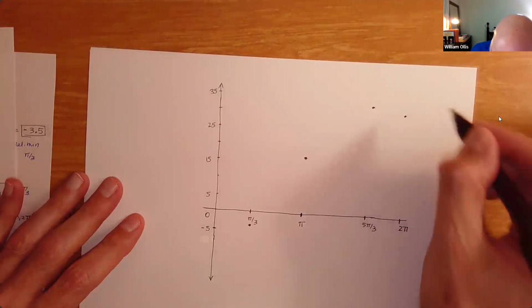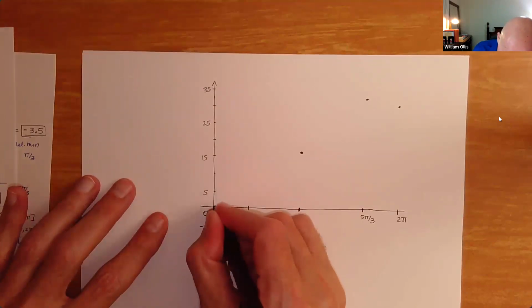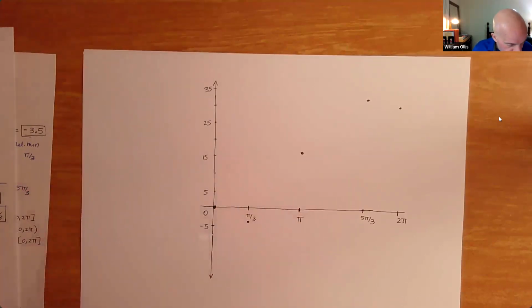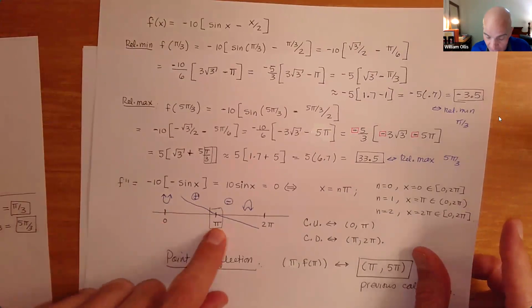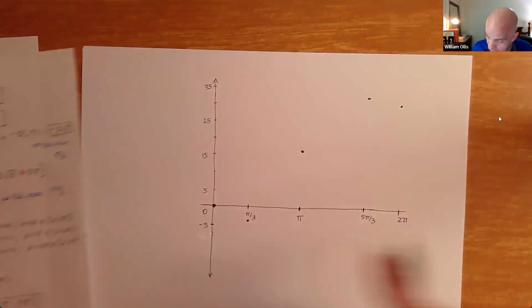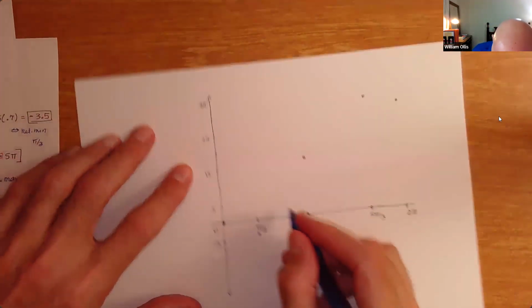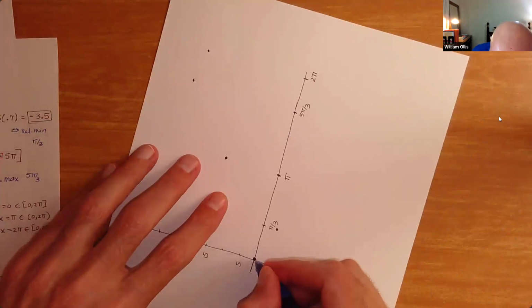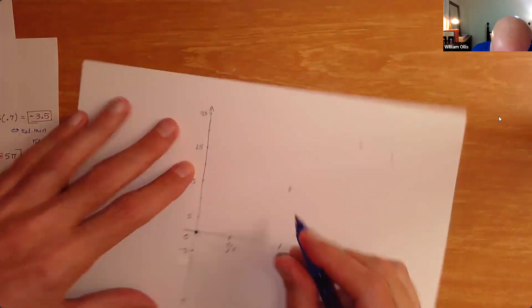Okay. So we've got all those values. And of course, at 0, we've got 0. And notice here with the concavity, we're concave up from 0 to pi. And then from pi to 2 pi, we're concave down. So we can, again, keep it nice and smooth.